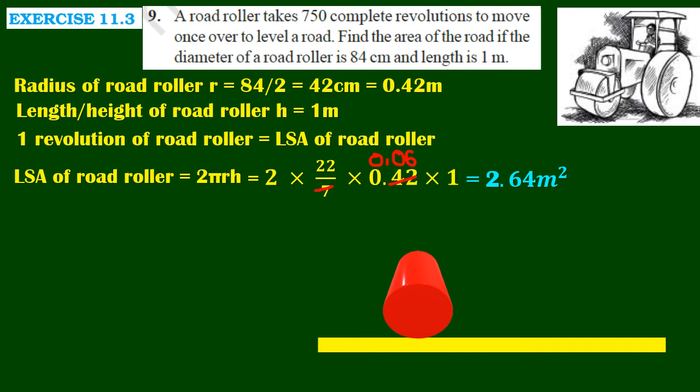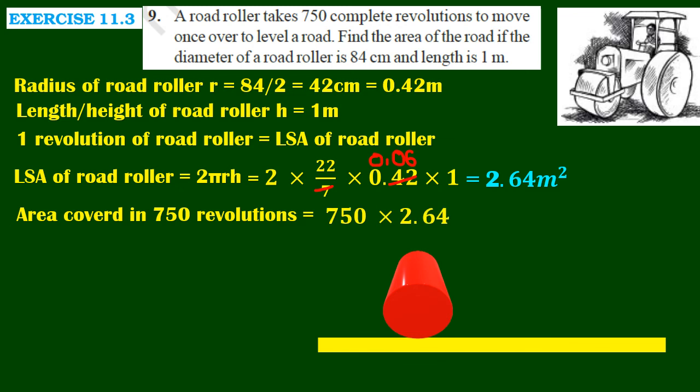So 750 revolutions, how much area will it cover? 750 into 2.64. So what is the area of the road? Area of the road is 1980 meter square. Hope you understood this answer. Okay, next.